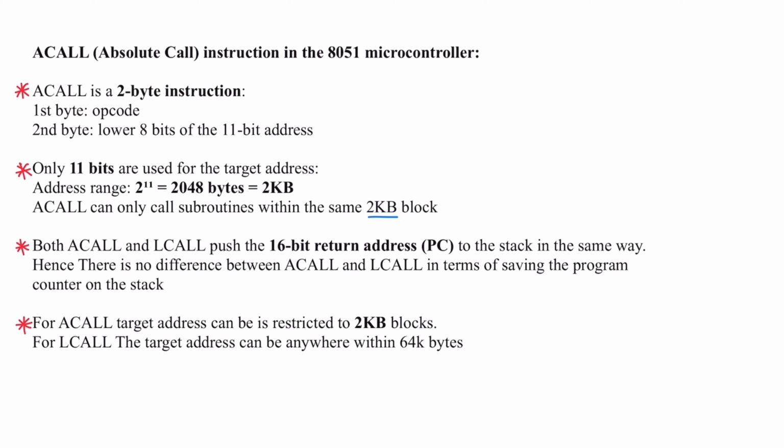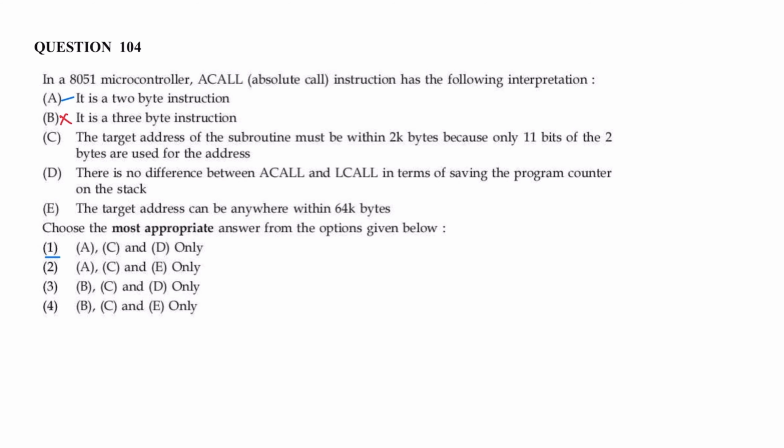Next, both ACAL and LCAL push the 16-bit return address to the stack in the same way. Hence, there is no difference between ACAL and LCAL in terms of saving the program counter on the stack. Next is, for ACAL, target address is restricted to 2 KB, and for LCAL, target address can be anywhere within 64 KB. Now see the statement C. The target address of a subroutine must be within 2 KB because only 11 bits of 2 bytes are used for the address. Statement C is correct.